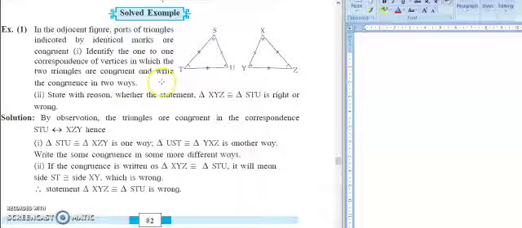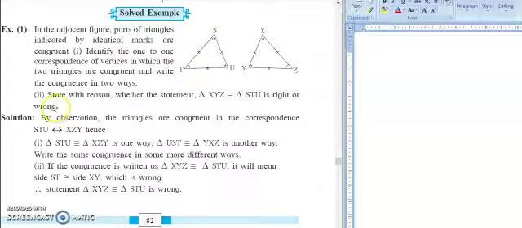We have to check which side is congruent to which side and which angle is congruent to which angle in both the triangles, as well as we have to find the sequence of the triangle so that the two triangles are congruent to each other. How to write the sequence?